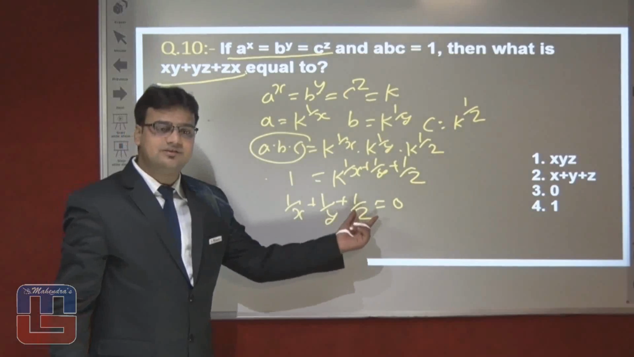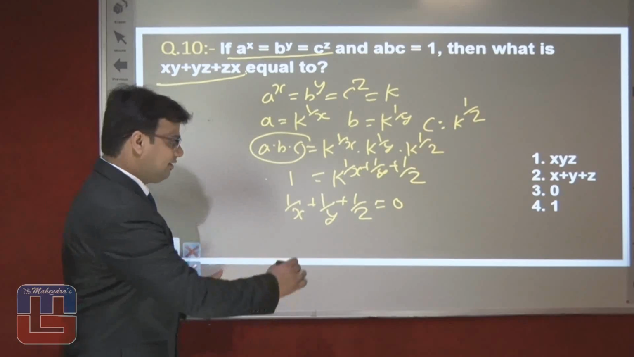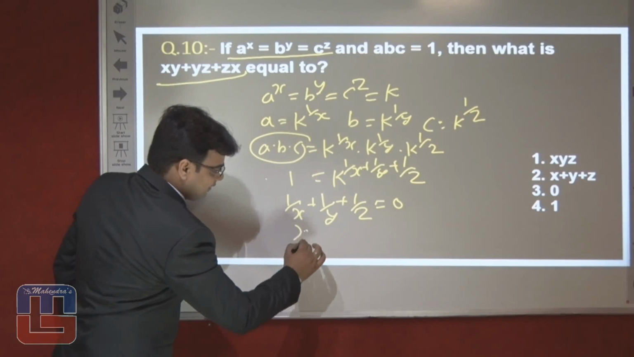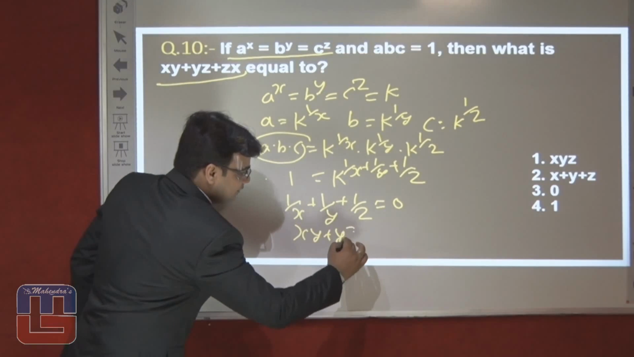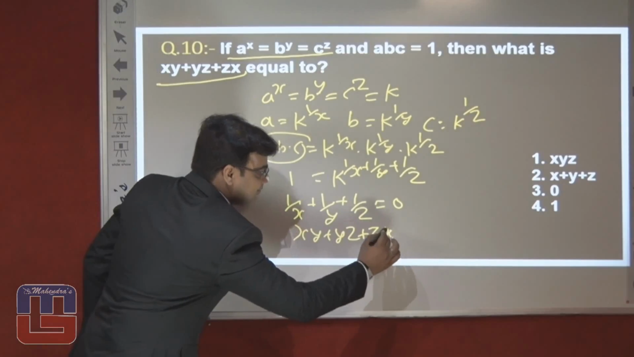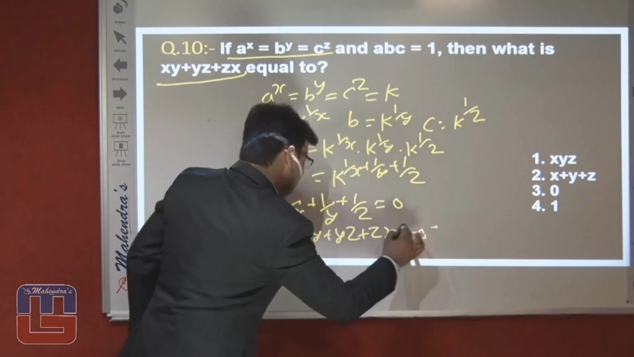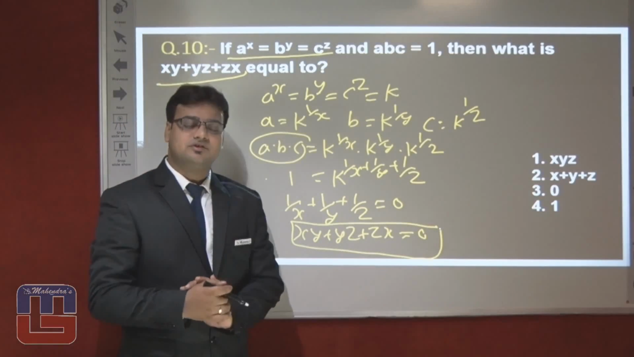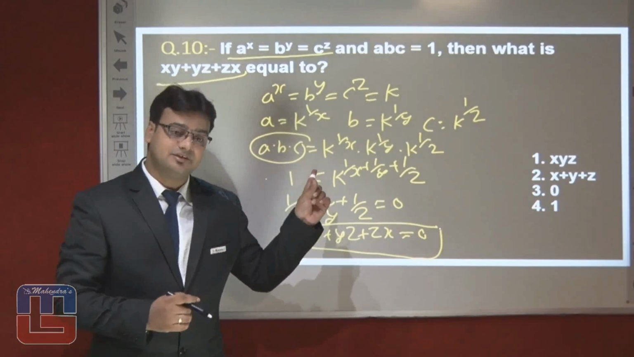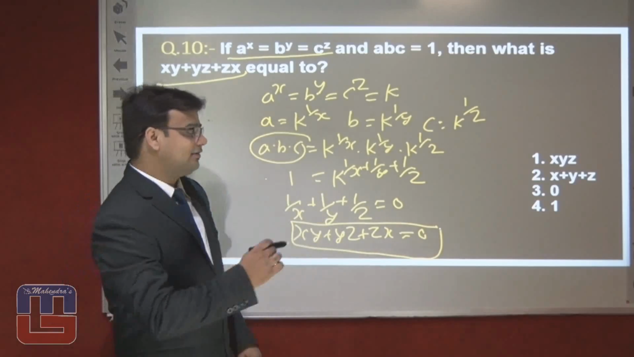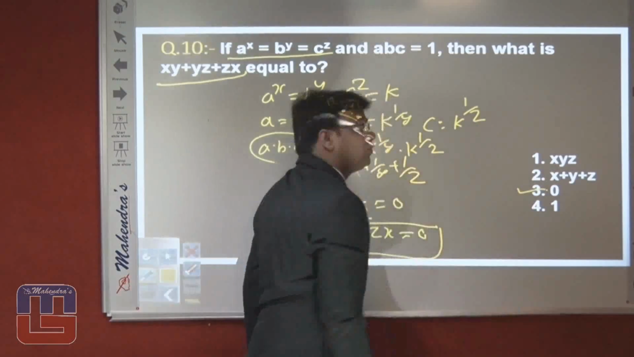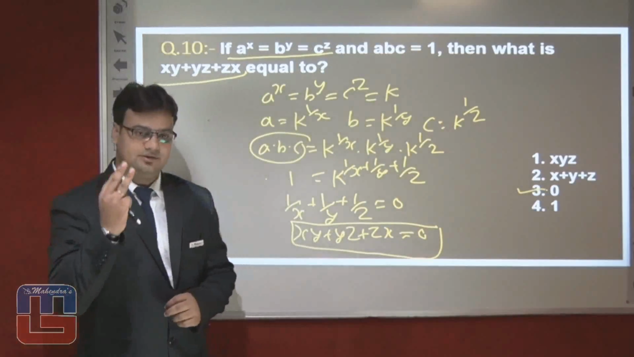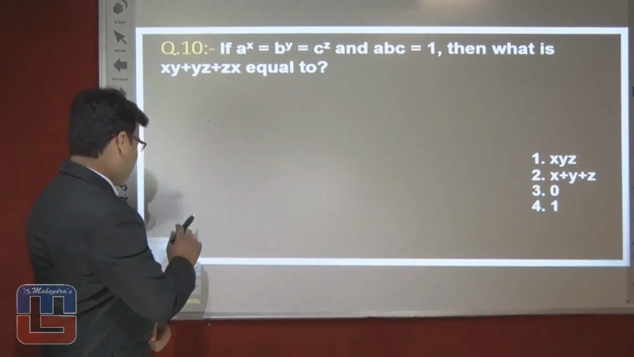If we take the LCM xyz, what will we get? We write xy, similarly yz, zx, and the LCM part goes there, so it becomes 0. That means xy plus yz plus zx is equal to 0. Check in which option it is correct. It is clearly available in the third option, so our correct answer is third. Okay, so next question.